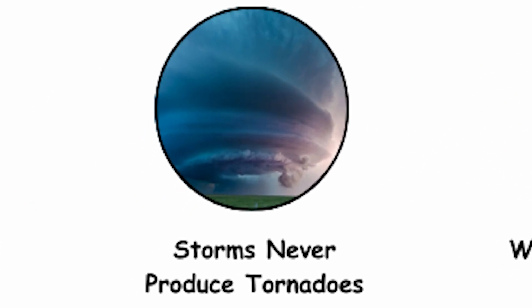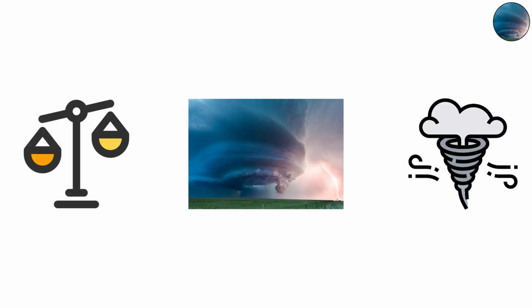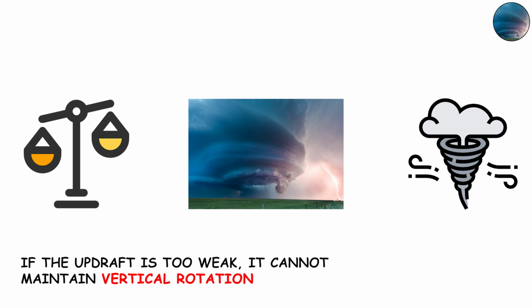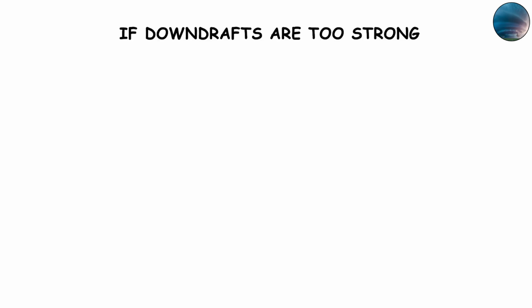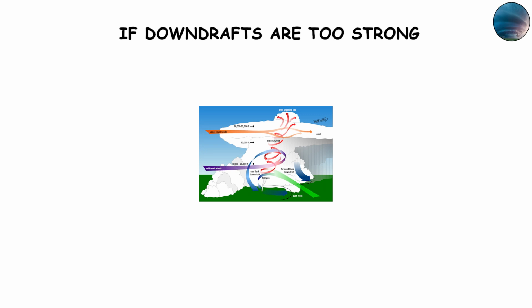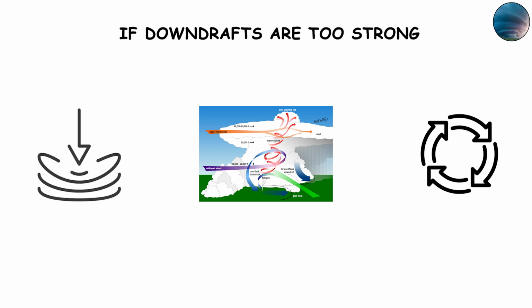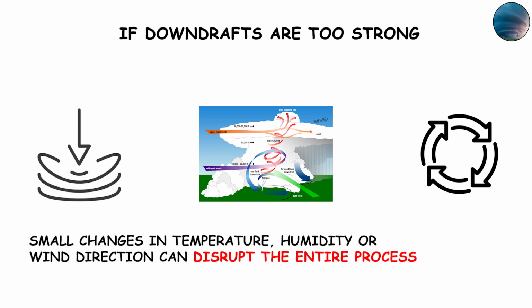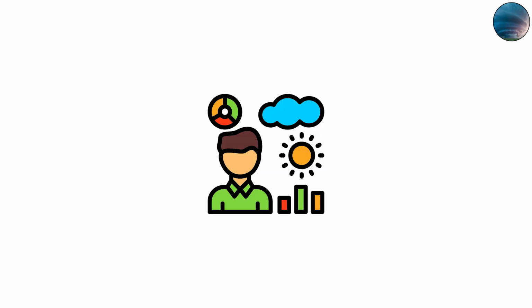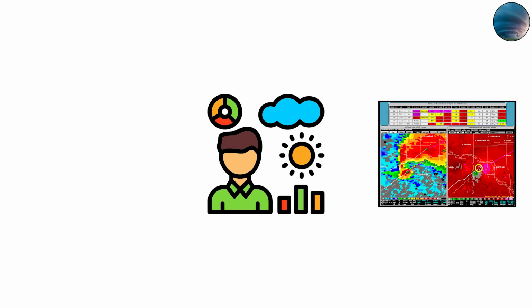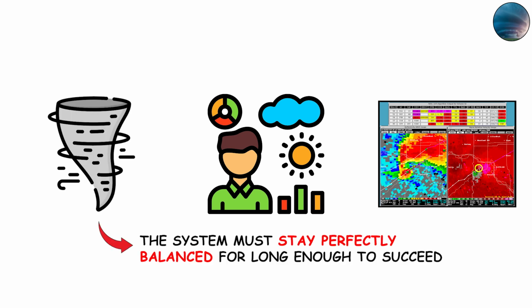Why many rotating storms never produce tornadoes? Even storms with strong rotation often fail to produce tornadoes. One reason is imbalance. If the updraft is too weak, it cannot maintain vertical rotation. If downdrafts are too strong, they can choke off the inflow of warm air that feeds the storm. Sometimes the rotation remains too high above the ground and never tightens near the surface. Small changes in temperature, humidity, or wind direction can disrupt the entire process. This is why meteorologists may detect rotation on radar without a tornado ever forming. The system must stay perfectly balanced for long enough to succeed.